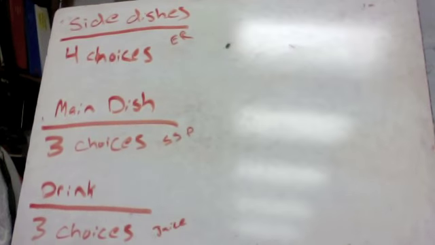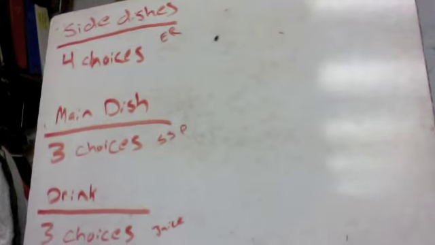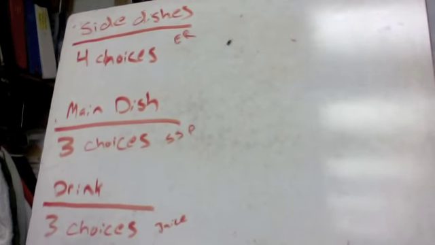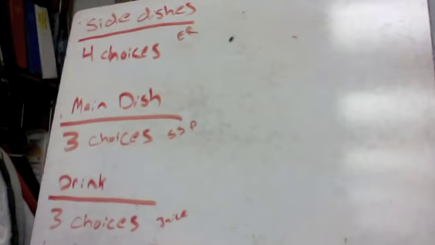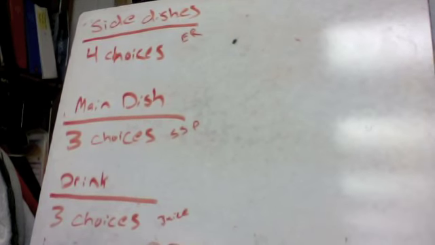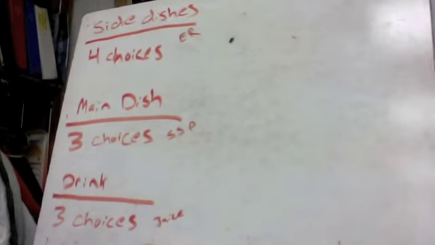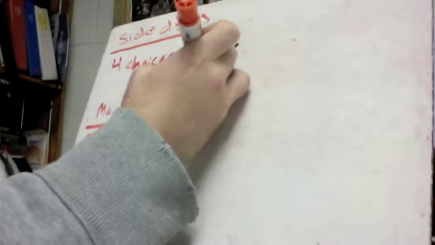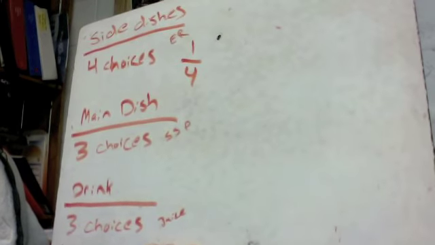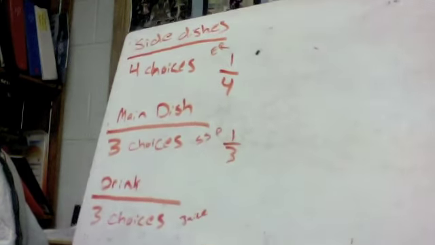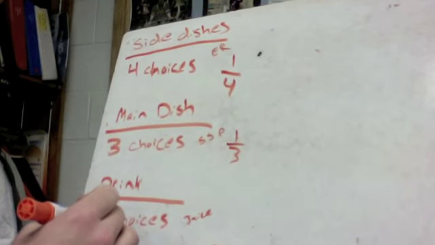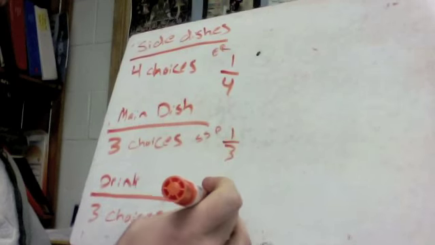For 8, we're using a restaurant menu that's made up of side dishes, main dishes, and drinks. They want to know the probability of ordering an egg roll, sweet and sour pork, and juice together. So all we have to do is get the number of outcomes for each separately. So if there's 4 choices for side dishes, that's 1 out of 4. 1 out of 4 chance of which one they're going to pick. Main dishes, there's only 3 choices, so that's going to be a 1 out of 3 shot there. And then drinks, 3 choices, which is going to be 1 out of 3 also.